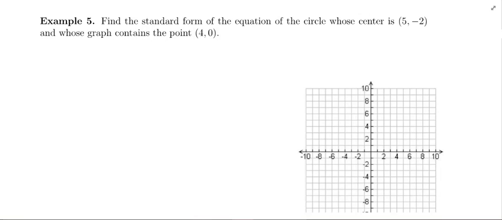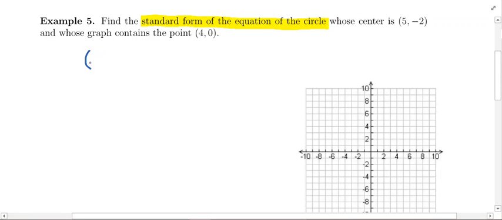It says, find the standard form of the equation of the circle whose center is 5, -2, and whose graph contains the point 4, 0. All right, so we are told here that we need to write down the standard form of the equation of the circle. Okay, so remember what that looks like. Standard form of the equation of the circle is (x - h) squared plus (y - k) squared is equal to r squared. So your answer is gonna have to be in this format.